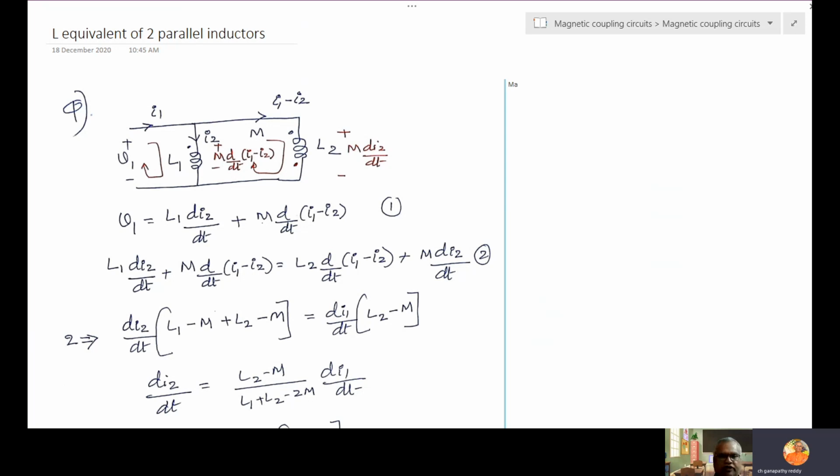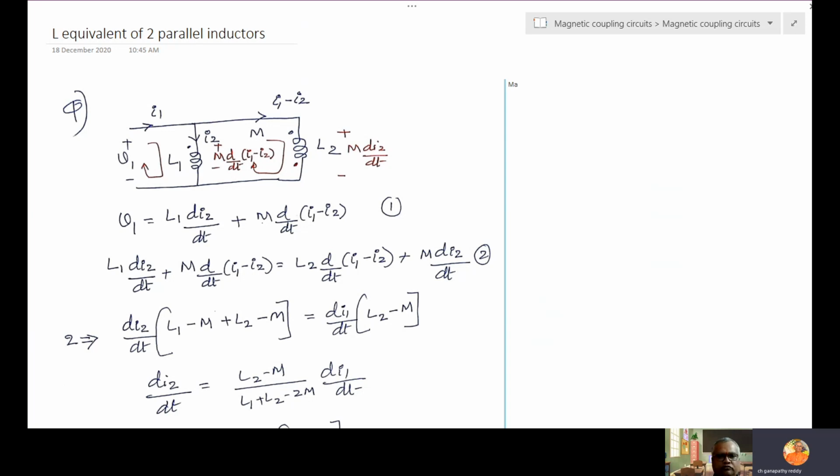How to find the L equivalent? L equivalent we studied series aiding, series opposing. 4 cases we have done. There we discussed dot rule also. Now this is another problem. Two inductors are in parallel. L1, L2 are in parallel. What is the L equivalent?